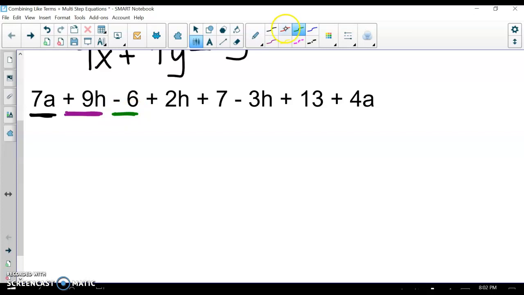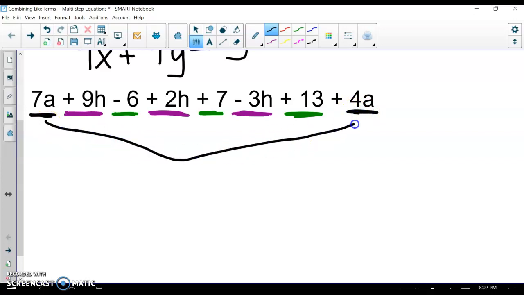6 does not have any variables at all attached to it, so we know that is also a different term. Then we have plus 2h, which has the same variable and the same exponent as 9h, so we know those are like terms. Plus 7, again, no variable, so it'd be like negative 6. Minus 3h, same variable, same exponent. Plus 13, and then plus 4a, which has the same variable and exponent as 7a. So now we have to combine our like terms.